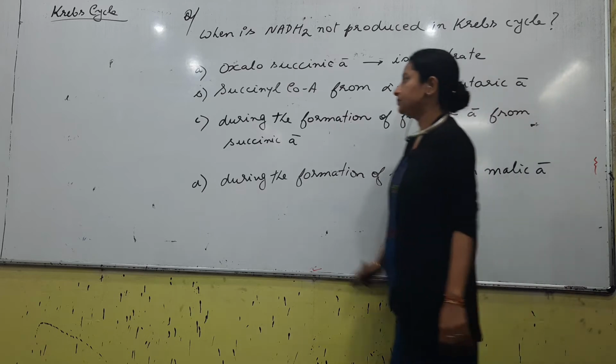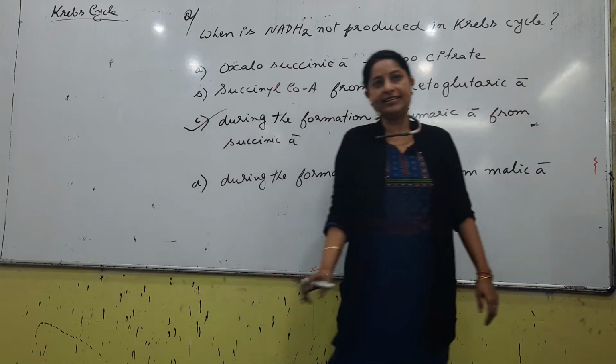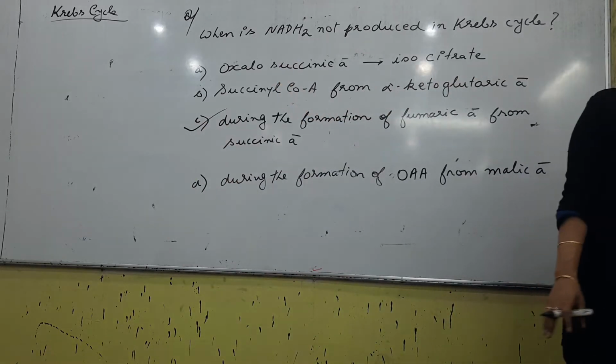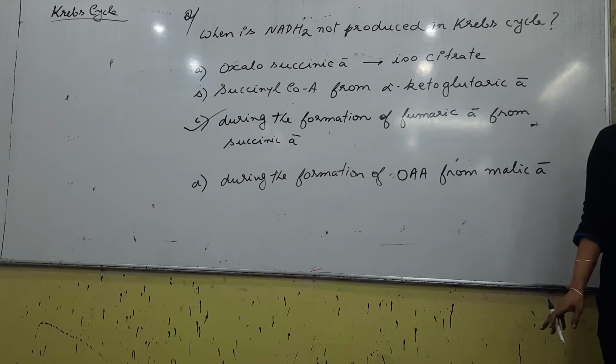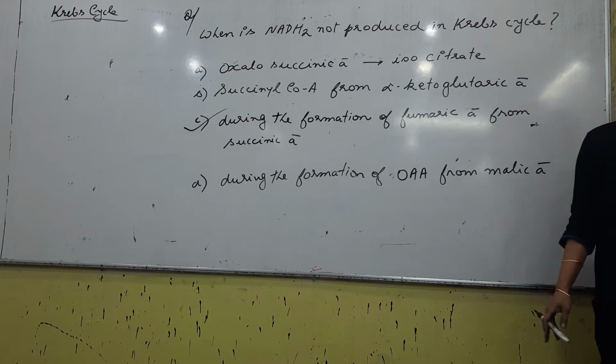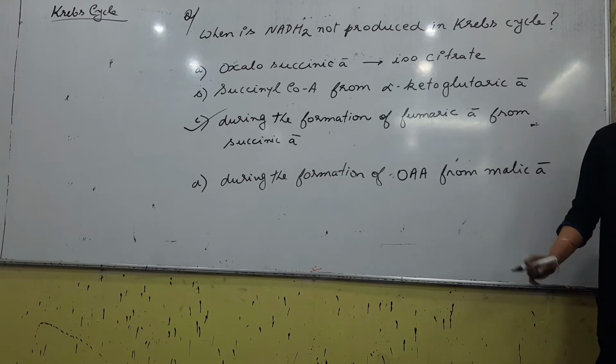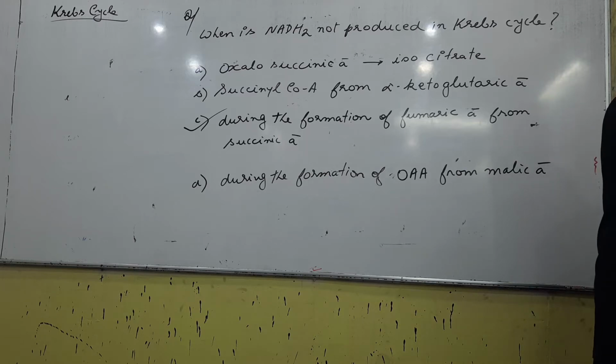The answer would be, see, just to have an idea of how the question is asked, it is important that you read the steps where the reducing cofactors are produced, the step where the GTP is produced, and the steps where carbon dioxide is evolved. Ultimately, we have to memorize glycolysis and the Krebs cycle by heart.